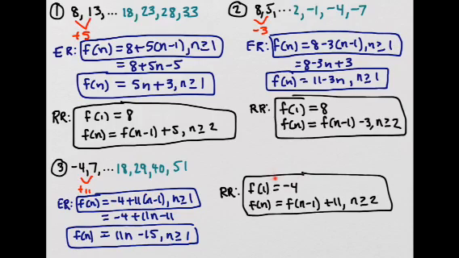Recursive rule, you start off with the first term, and then f of n is f of n minus 1 plus 11, for all n greater than or equal to 2.